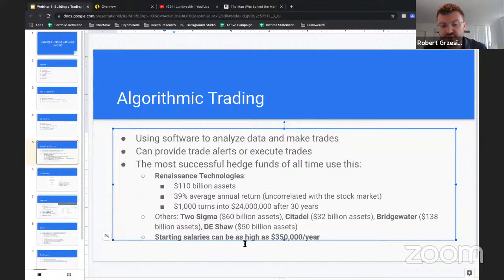Some other funds that are doing the same thing are Two Sigma, for example. These guys manage $60 billion in assets and also significantly beat the stock market every year with low risk. Same thing with Citadel. They do algorithmic trading, and they're making tons of money off this. Bridgewater's another one. If you've heard of Ray Dalio, he's the one that runs this fund. They use a lot of data to inform their trades, and these guys obviously have done very well. They're one of the biggest hedge funds in the world.